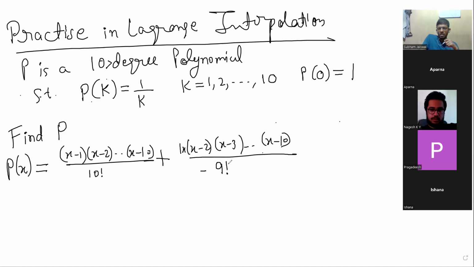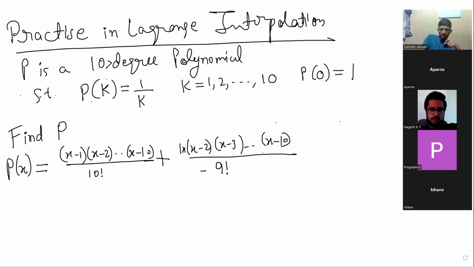But this one is coming out to be minus 9 factorial, and then you're saying the first one is also minus 10. Let's see. You can just check. So it will be 0 minus 1, 0 minus 2. The first one is positive only, right?